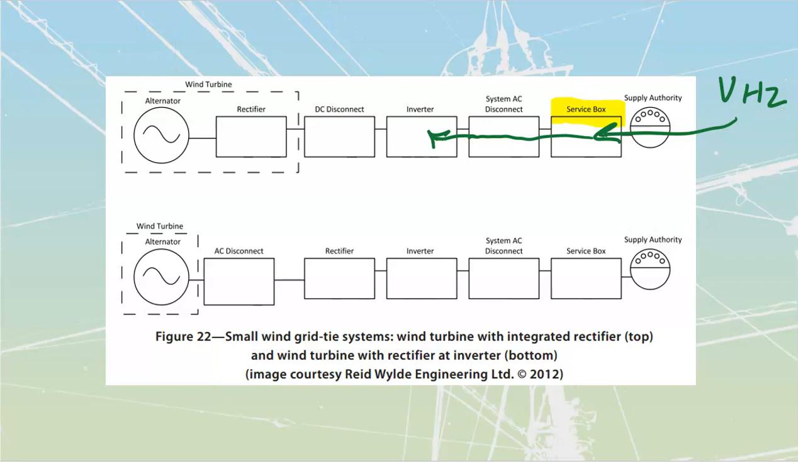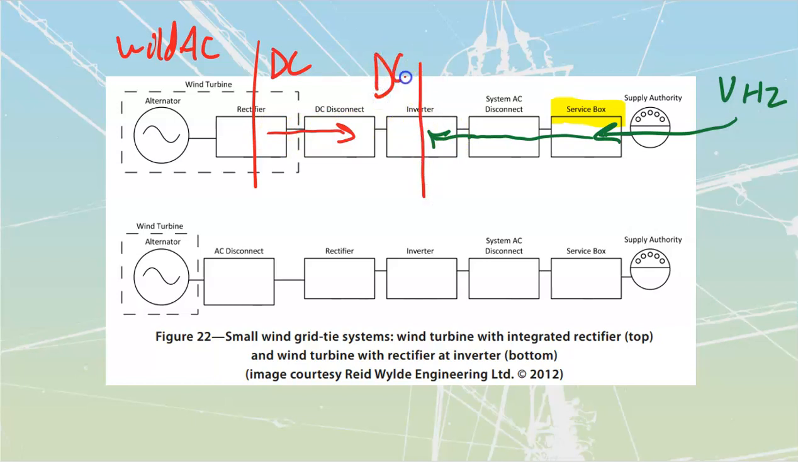On this end over here, I'm going to be generating, once again, wild AC off of this thing. The wild AC, because it's unruly, we're going to rectify it and put it into DC. So then it goes into DC. That DC passes through just a disconnecting switch into my inverter, and then in my inverter, that DC is converted back into AC that we can then feed back into our service box.